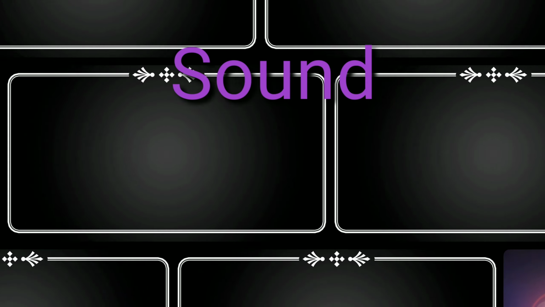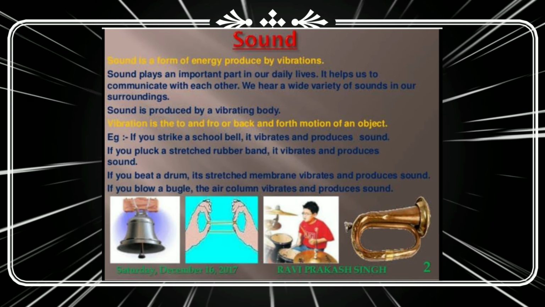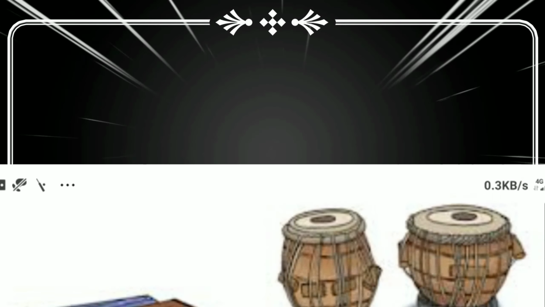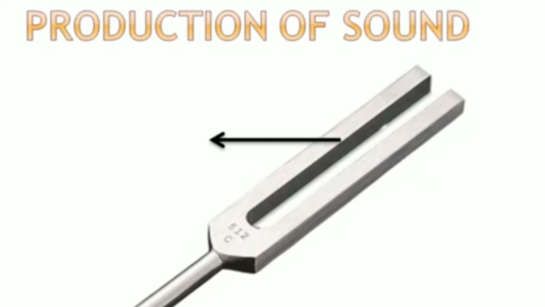Students, can you recall how is sound produced? We have learned that, students, sound can be generated from a vibrating object. With an example of tuning fork, we will now learn about how a sound is produced due to such vibration.